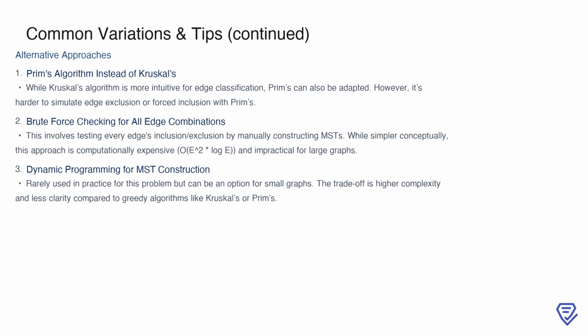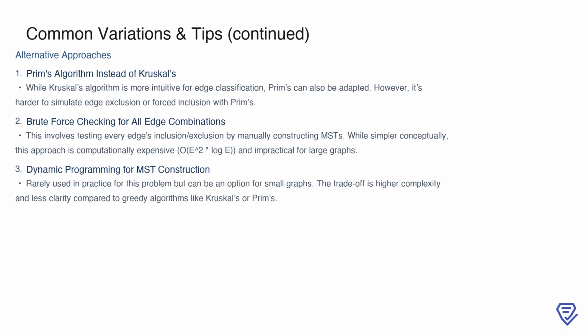Finally, let's consider some alternative approaches to solving this problem. While Kruskal's algorithm is typically preferred for edge classification, Prim's algorithm can also be adapted for this purpose. However, Prim's makes it more challenging to simulate the inclusion or exclusion of specific edges, which is why it's less commonly used here. Another option is brute force checking, where you manually test each edge's inclusion or exclusion by reconstructing MSTs for all combinations. While simple conceptually, this approach has a very high computational cost of O(E² log E), and is impractical for large graphs.